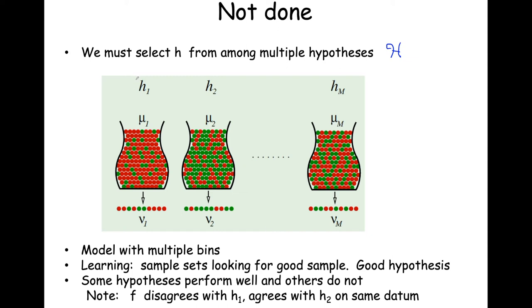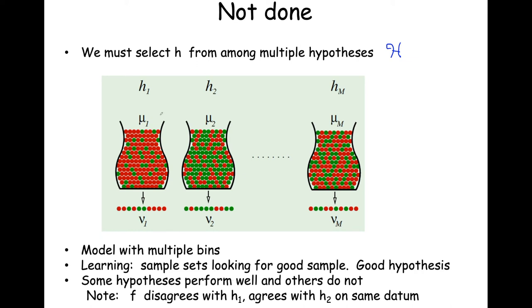So if you look at hypothesis H1, the sample looks very similar to the proportions for mu1 and nu1, and you see more red, they disagree, whereas with hypothesis H2, there's much more agreement. And if you look at the proportion expressed by mu2 and nu2, well, they look roughly similar. They're mostly green. So some hypotheses will perform well, others might not.